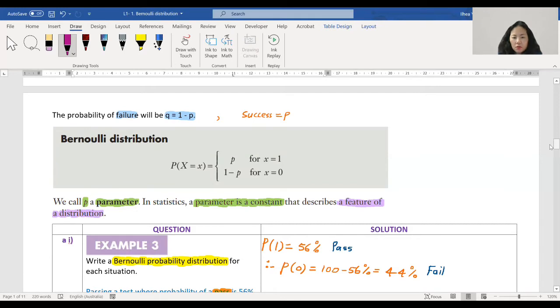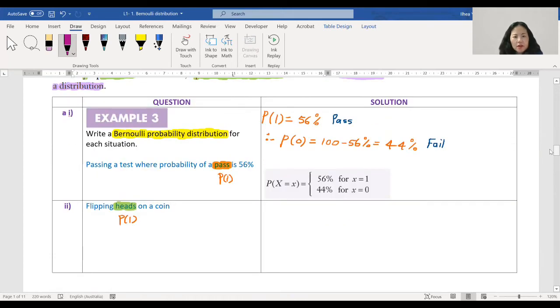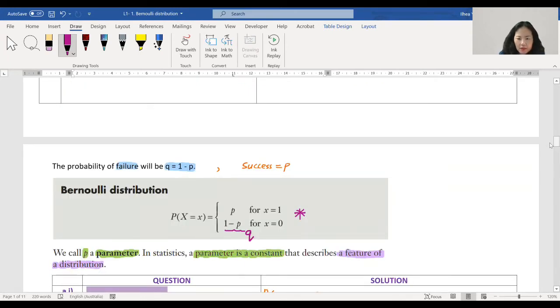So for the Bernoulli distribution form, you need to write the 2 outcomes in a P form, and for this one we can say Q. Next, we call P a parameter. In statistics, a parameter is a constant that describes a feature of a distribution. Example 3, write a Bernoulli probability distribution. This is the format that you have to remember. Whenever they say to write a Bernoulli distribution, this is what you have to do.